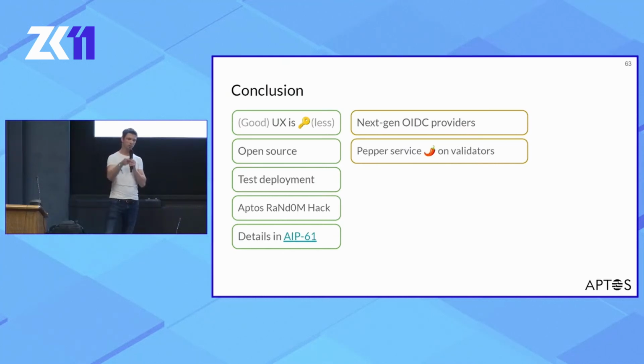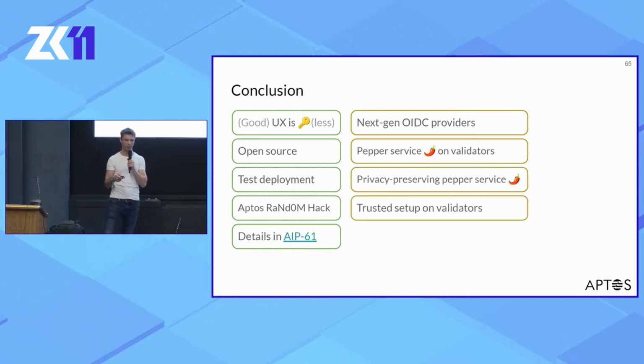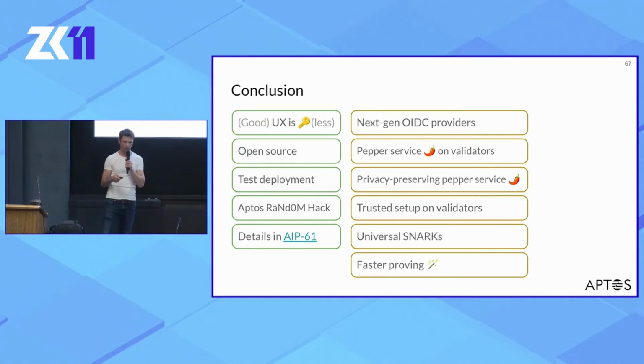We want to try and move the Pepper service on top of the validators so that it's as secure as our validators, as well as making it privacy preserving. We also want to try to potentially move the trusted setup on top of our validators so we can easily bug fix and upgrade our circuit. Or ideally, move to a universal SNARK that meets our performance goals. And obviously, we want to work on faster proving to eliminate the prover service.